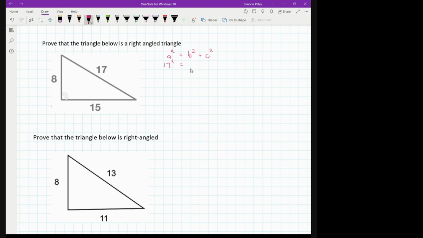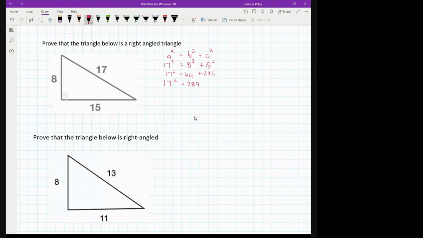17 squared equals 8 squared plus 15 squared. And then 17 squared equals 64 plus 225. And then 17 squared equals 298. Are you sure it's 98? Oh wait, 289, sorry. There you go.